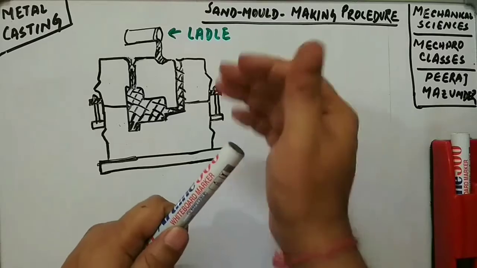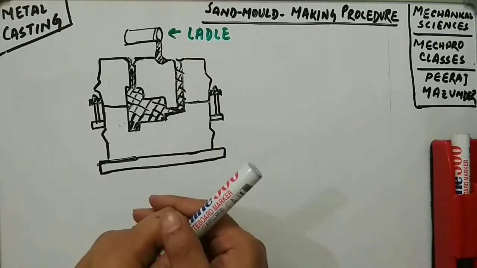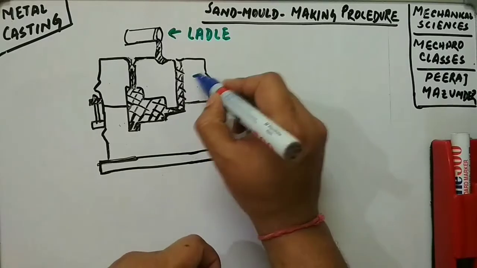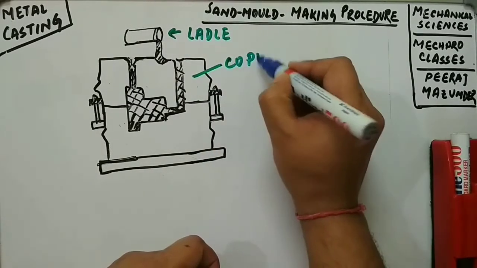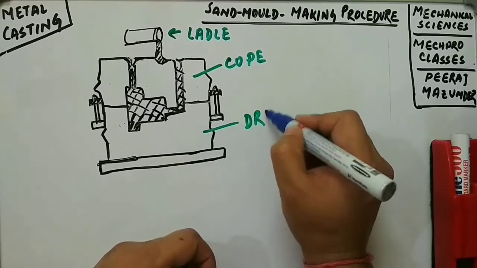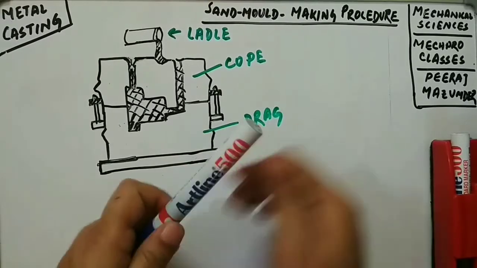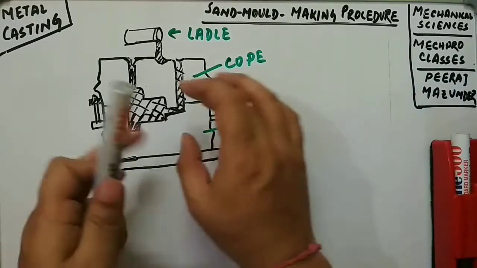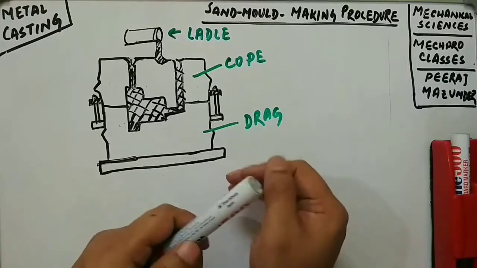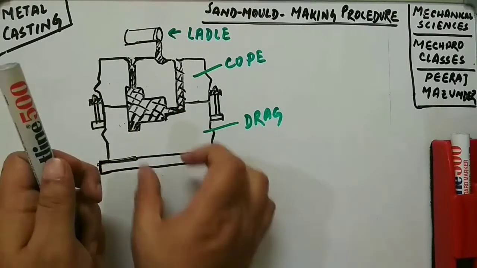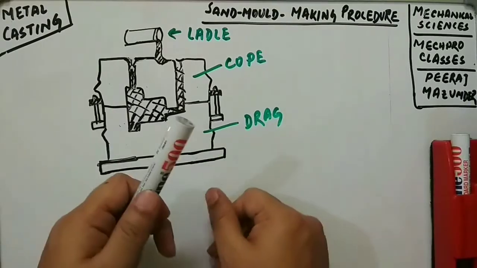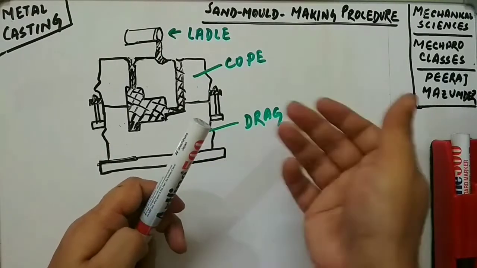Now coming to this particular diagram, you can see there is a clamp. The topmost portion, as you already know, is the cope, and the lowermost portion is the drag. First, you will easily learn how to make the sand mold. In the sand mold making procedure, first we will have the drag, then the wooden board, which we usually call the bottom board in our workshop.